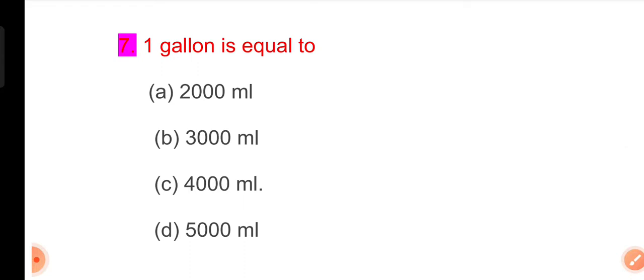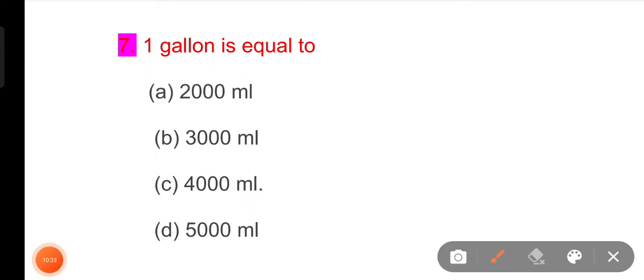The next question is, 1 gallon is equal to how many ml? The options are option A, 2000 ml, option B, 3000 ml, option C, 4000 ml, option D, 5000 ml. The right option is option C, 4000 ml. Each gallon of fluid can be converted into ml, and that is 4000 ml.